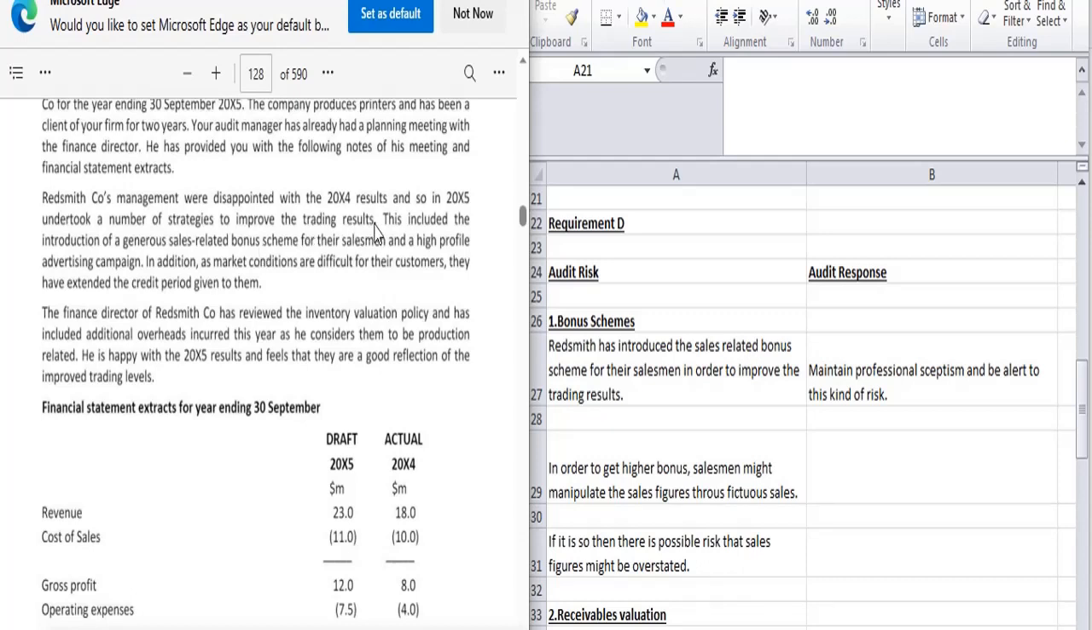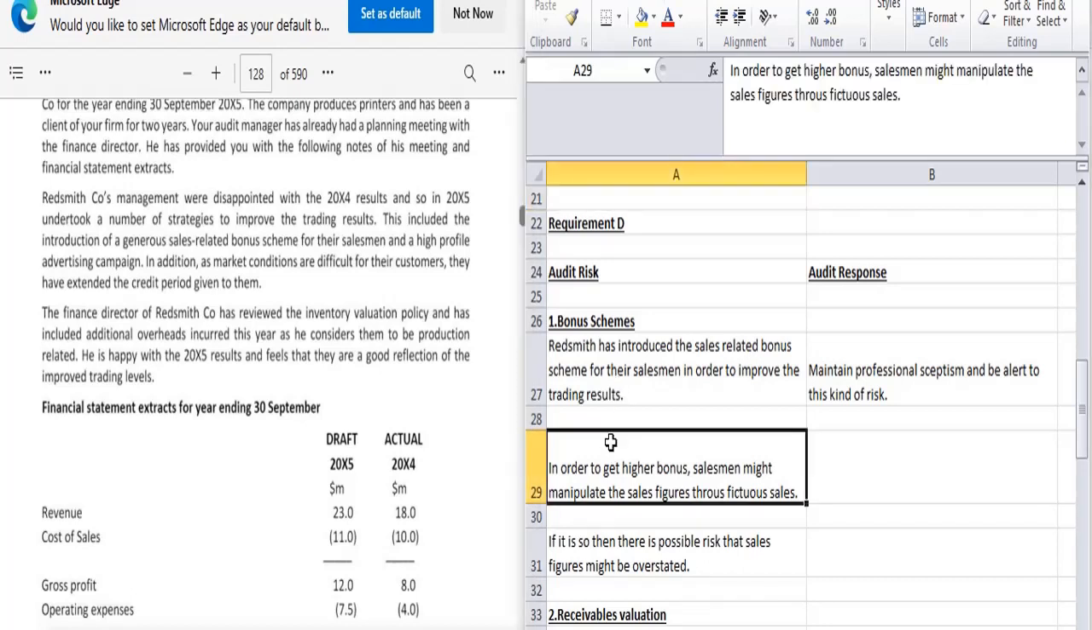Okay, so basically the company has introduced a generous sales related bonus. So in identification I will copy paste from the scenario that Redsmith company has introduced a sales related bonus scheme for their salesmen in order to improve their trading result, right? So now, what will be the consequences? In order to get the higher bonus, salesmen might manipulate the sales figure through fictitious sales.